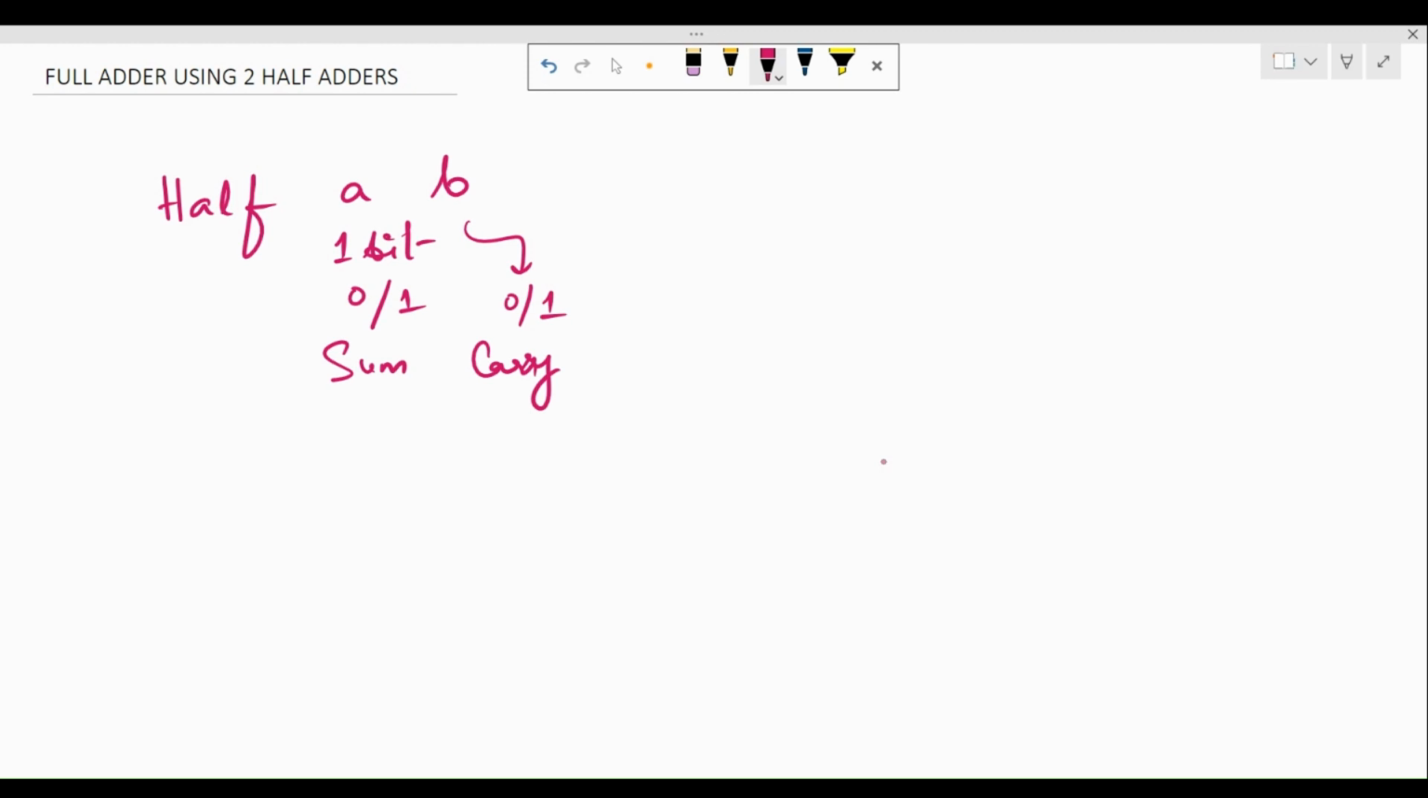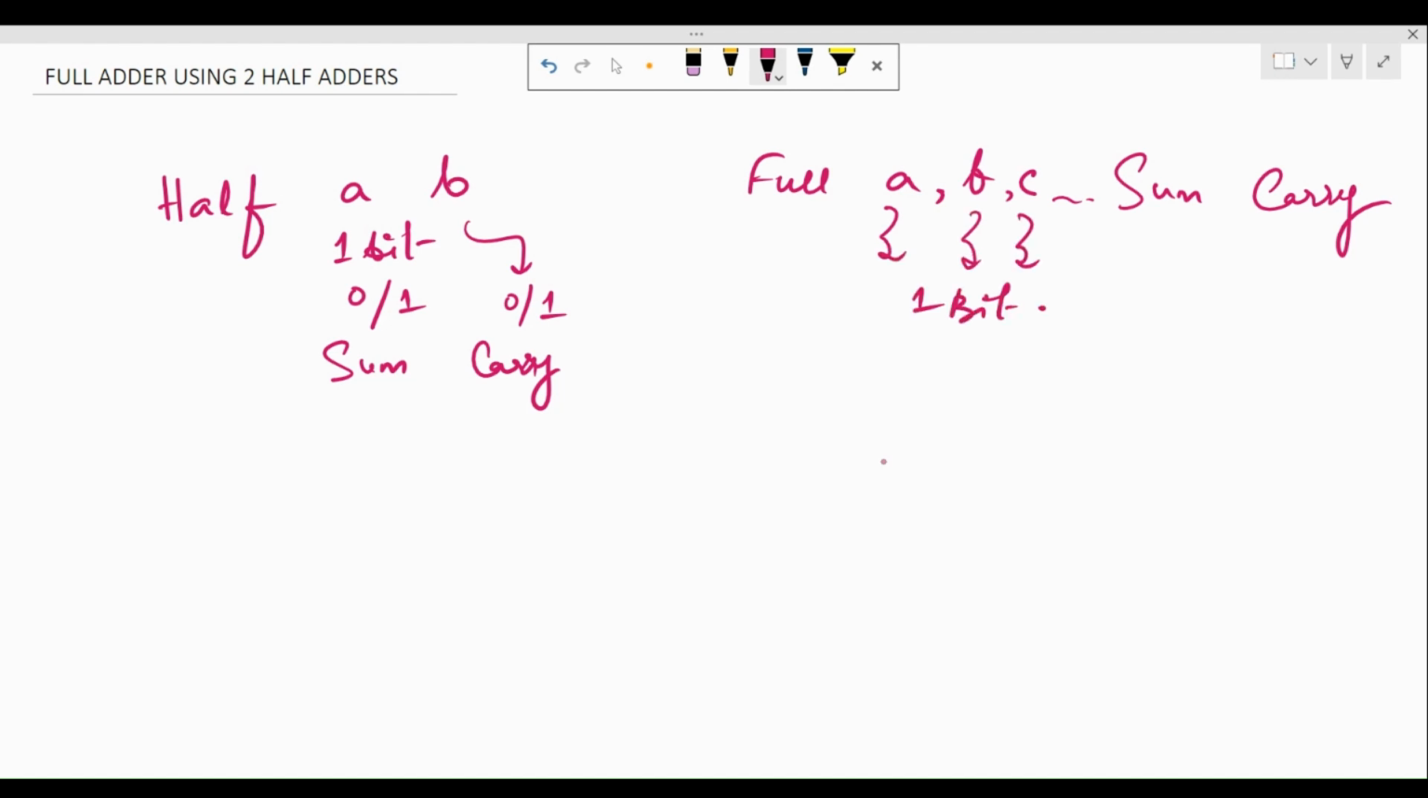The full adder, on the other hand, is going to add three inputs, say A, B, and C, and then it is going to generate a sum and a carry. But we have to note that each of these bits, even in this case, is going to be 1 bit wide. So having said this, let us now look at the truth table for a full adder.